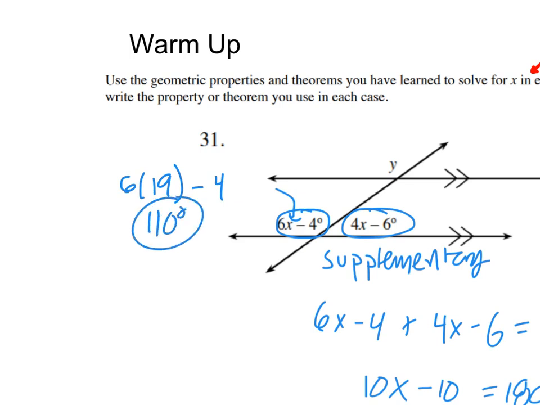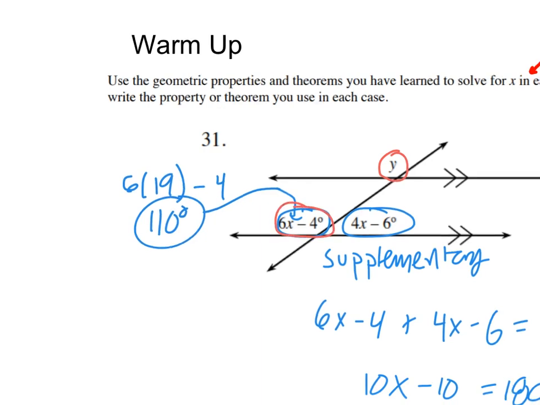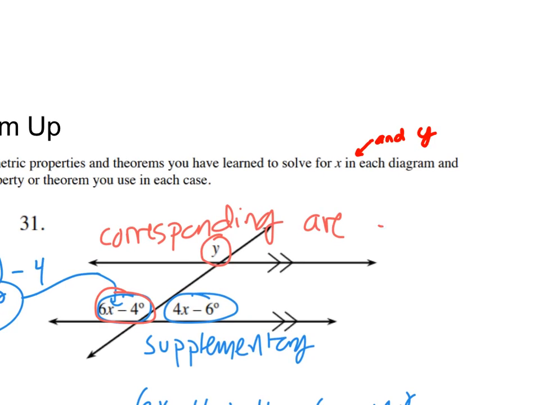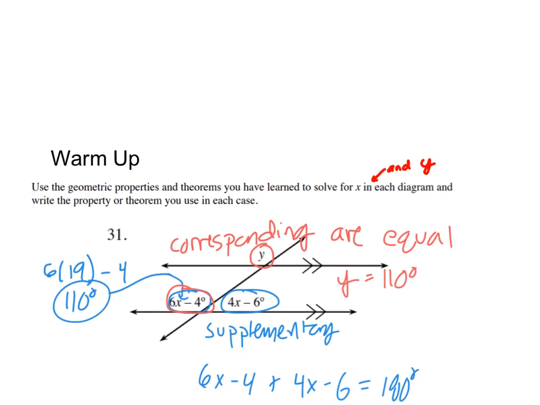So the measure of that actual angle here is 110 degrees, which is very useful because y and this angle right here are the same because these, if you recall, are called corresponding angles. They are angles in the same spot of the two intersecting lines, and corresponding angles are equal. So that means that y is also equal to 110 degrees.